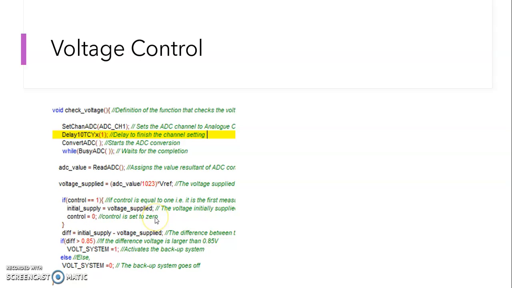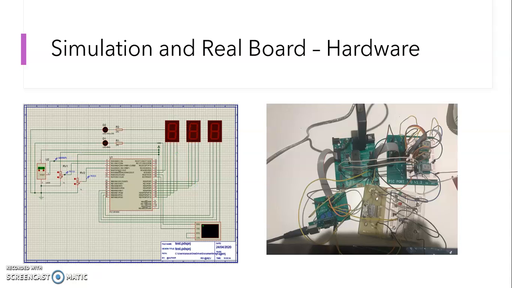When we turn on the program for the first time, the voltage stores the initial supply and starts being compared. If there is a large fluctuation, which means that some cutoff is happening, or even low voltage, then the backup system is turned on and remains on until the situation is reverted.